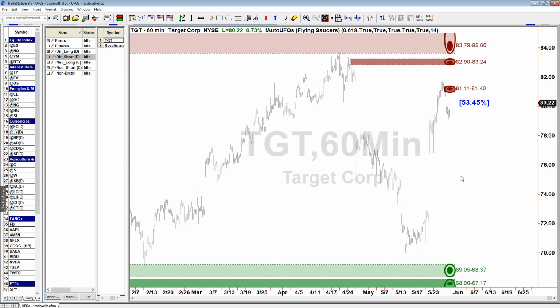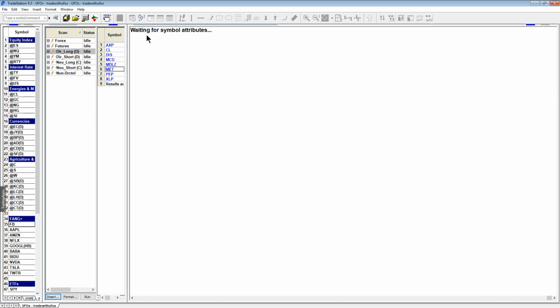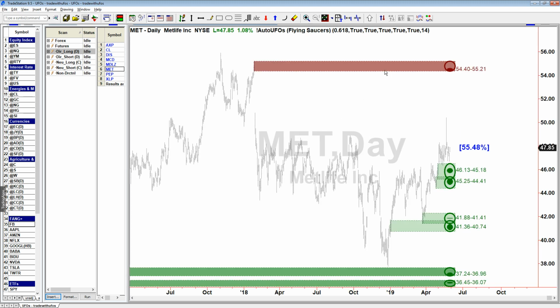Let me take a look at your last questions here. Orlando, Jose, with 61.8 calibration, I am getting a slightly different chart with no supply zones shown in MET daily chart. Okay, so MET daily chart. So 61.8, and you're telling me that you don't have that UFO. Orlando, could you please confirm that you don't have the 54 UFO?